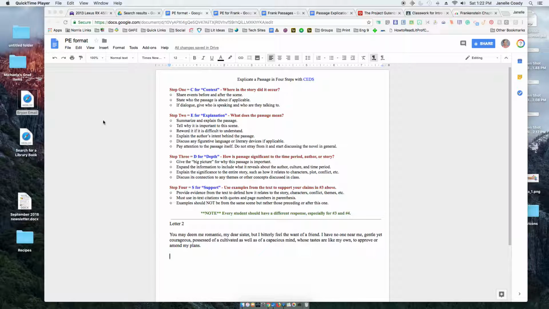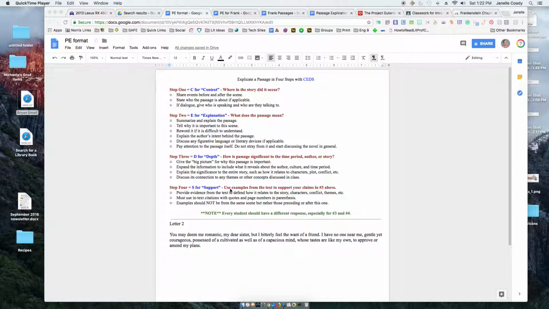Then step 4 is essential because you have to support. If you say that this is showing that he's blind, then maybe you would have another example from the story that made you think this. Or if you predict that something's going to happen, then in step 4 you need to back it up with support, and so that's where you would put another passage.